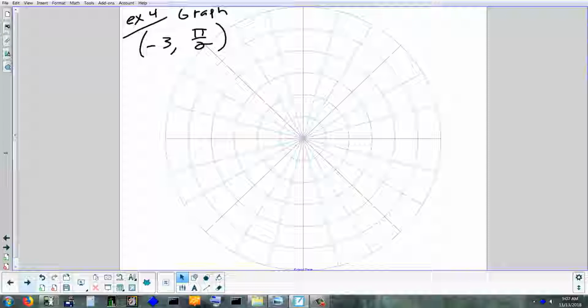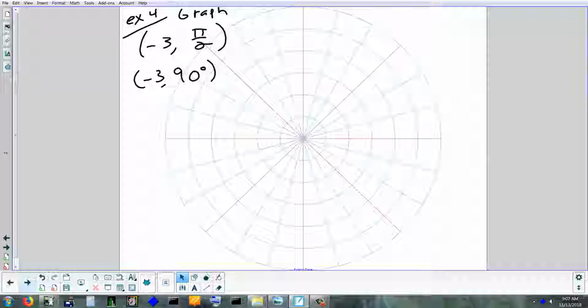All right, so this one's a radian, and now it's a negative radius, positive angle. Not necessary, but we might want to change that pi over 2 to degrees. What's pi over 2? Yep, 90. All right, so I'm going to start out by moving 3 units, and I'm going to go 3 units which way? Yes, 3 units left. I'm going to put a temporary mark there.